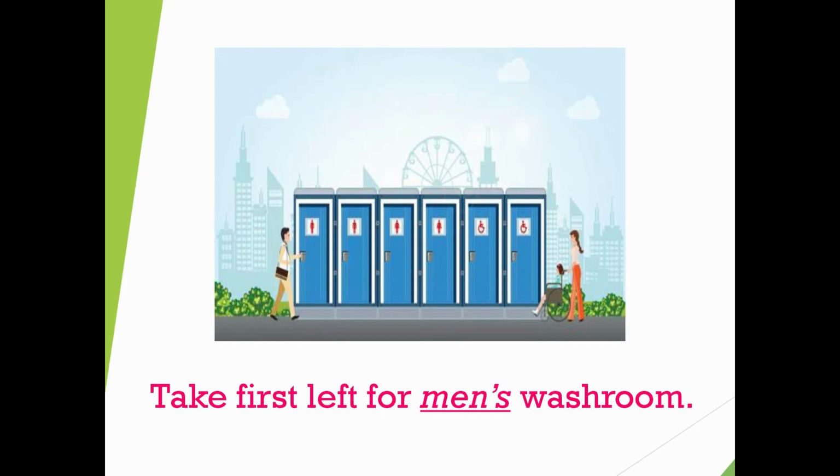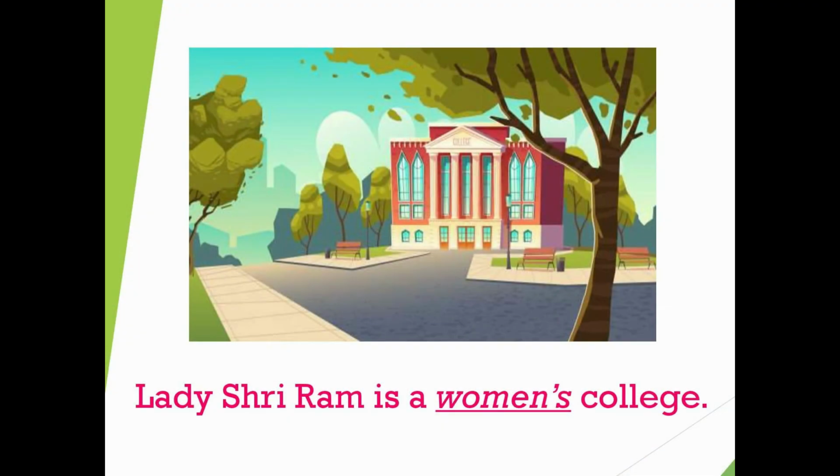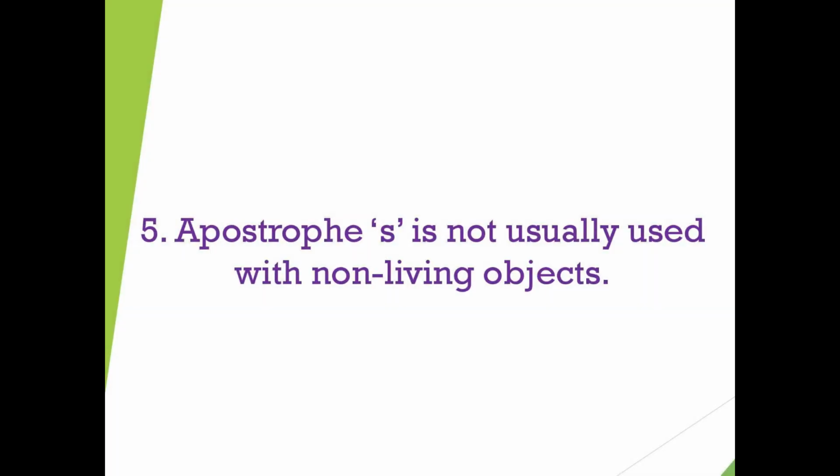Now men, it is plural form of man, and I have inserted apostrophe s to show that it is in possessive case. Likewise, Lady Shri Ram is a women's college. So women is plural form of woman. And I have inserted apostrophe s after it to show that it is in possessive case. So I hope that it is clear till here. Let's move on to the next point.